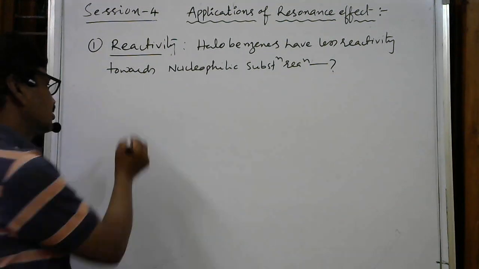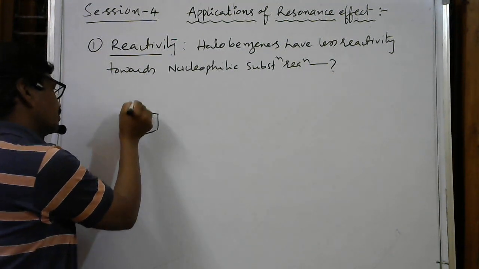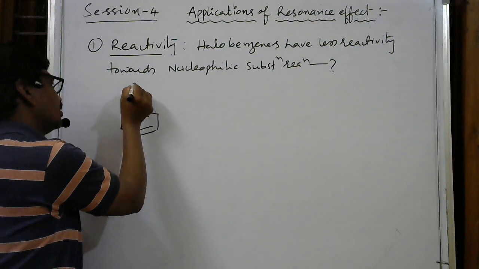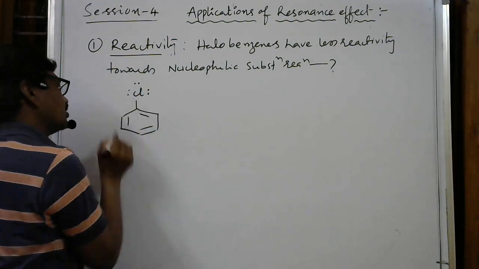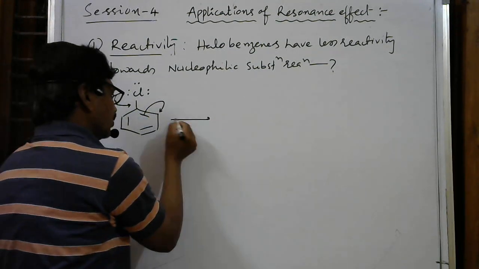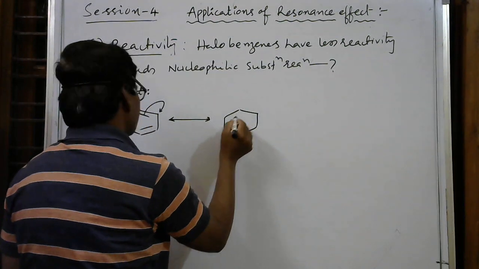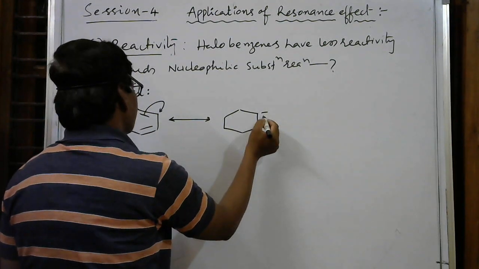Here I am taking chlorobenzene. The chlorine has 3 lone pairs of electrons. This bond is shifted so that it will move from here to here. I am writing only one resonance form, because I need only one resonance form to explain why it has less reactivity.